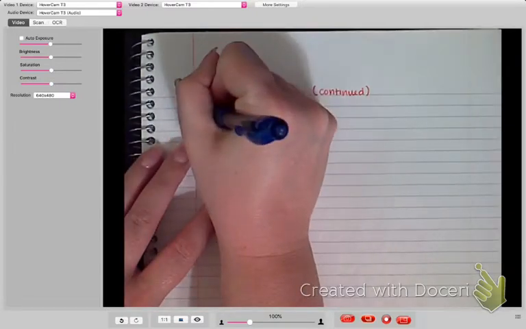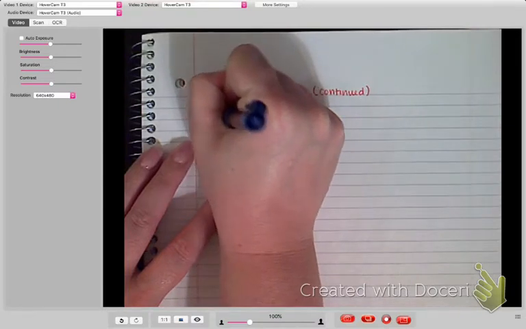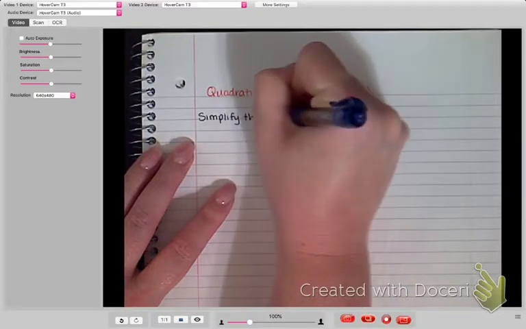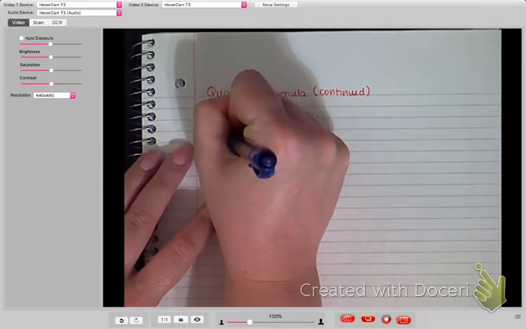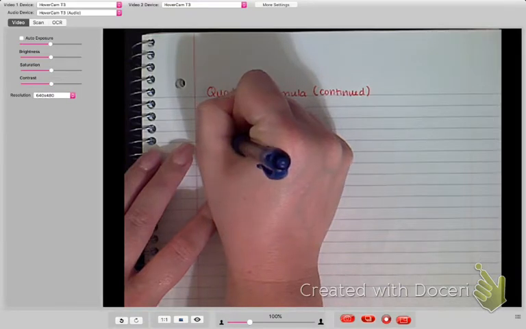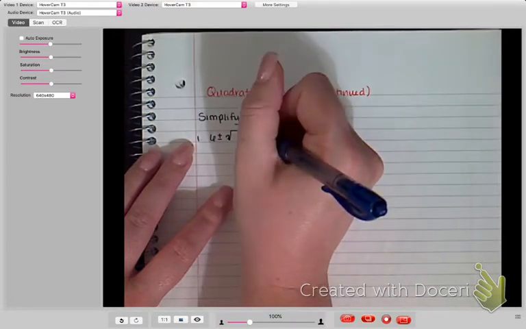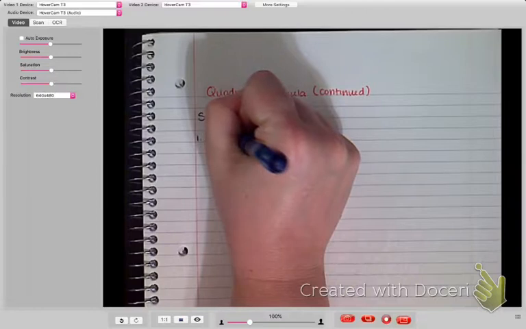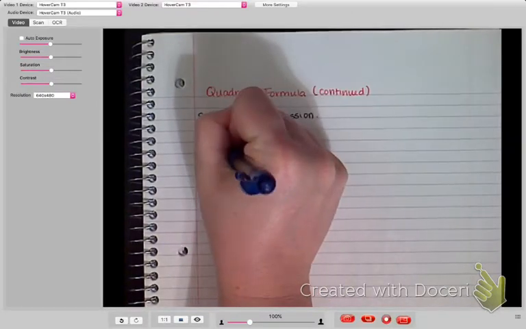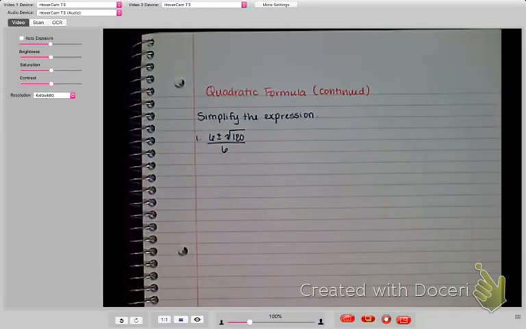So let's just start with simplify the expression. We're going to simplify 6 plus or minus the square root of 180 over 6. Okay, 6 plus or minus the square root of 180 over 6. So just like we have been doing all year long, anytime you see a radical, you need to see if you can simplify it. Now, everyone's teacher does it a little different. I'm going to use a factor tree. Some of you use a ladder method. You do what works best for you.